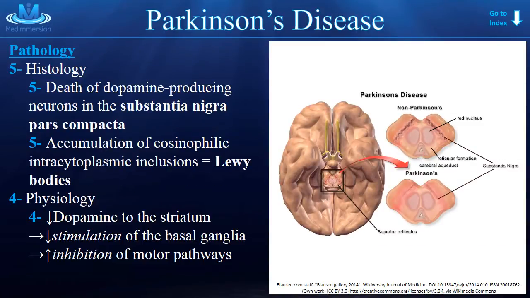Next, on to the pathology. So, histologically speaking, what are some important points that you need to know about this disease? Well, I've got two, both of them 5 out of 5. Number 1, you are going to see death of dopaminergic neurons in the substantia nigra pars compacta. What does that mean? Let's break it down.